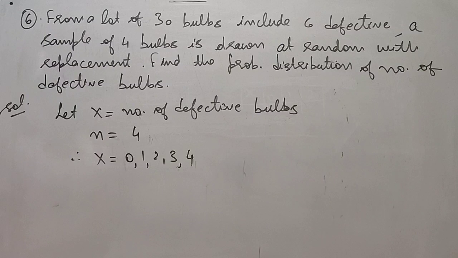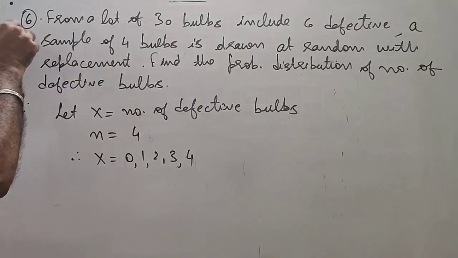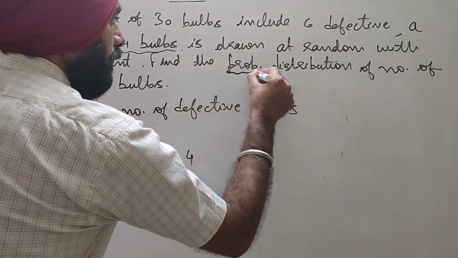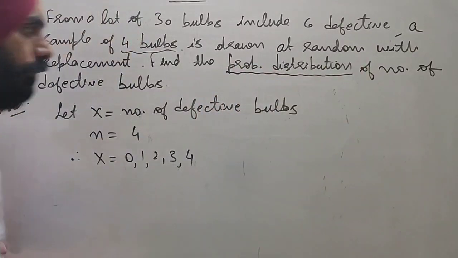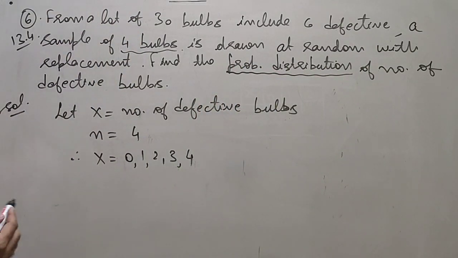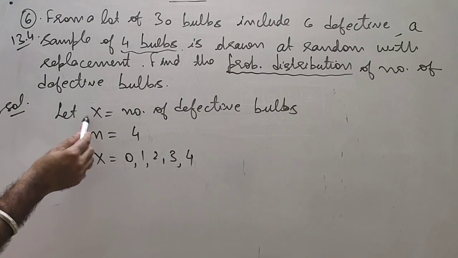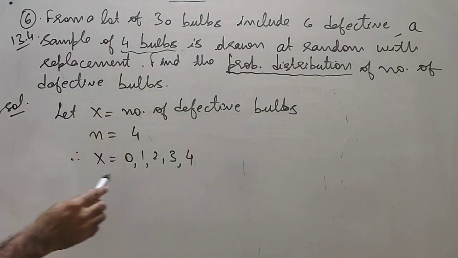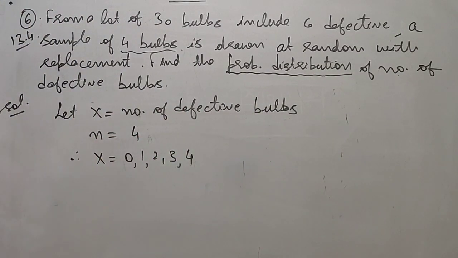Now consider question number 6 from exercise 13.4 of NCERT. From a lot of 30 bulbs which include 6 defective, a sample of 4 bulbs is drawn at random with replacement. Find the probability distribution of the number of defective bulbs. Now you can see the words probability distribution, so this is a question of random variable. So first of all, let us take the random variable X equal to the number of defective bulbs.